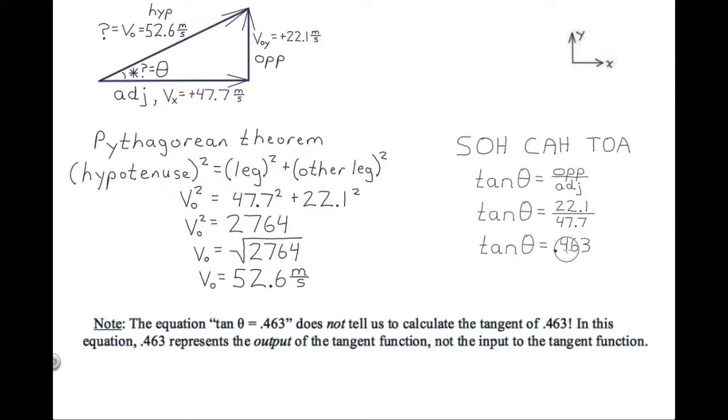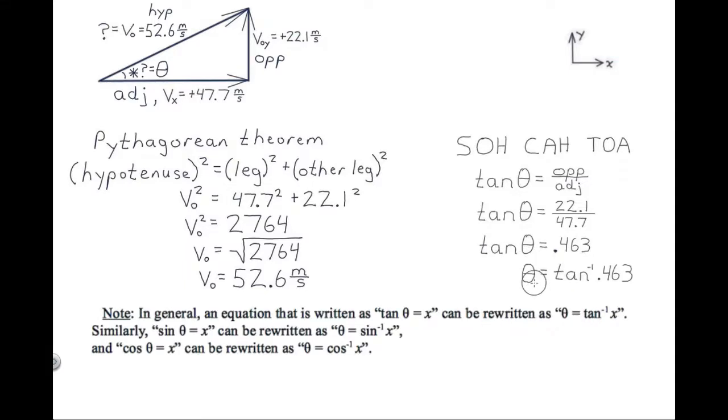In this version of the equation, the angle theta is inside the tangent function. In order to solve the equation for theta, we need to rewrite the equation so that theta is no longer inside the tangent function. We can rewrite the equation like this. You can see that the equation is now solved for theta. This equation is read: theta equals the inverse tangent of 0.463.